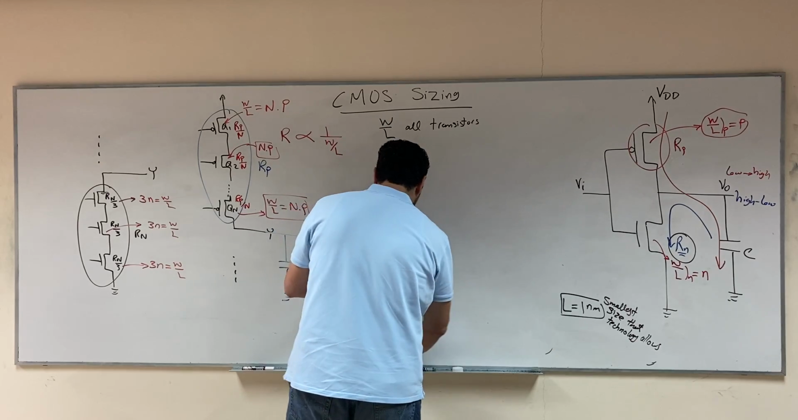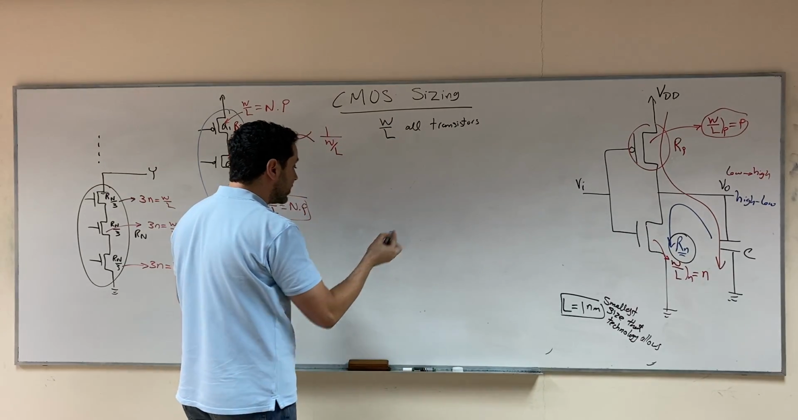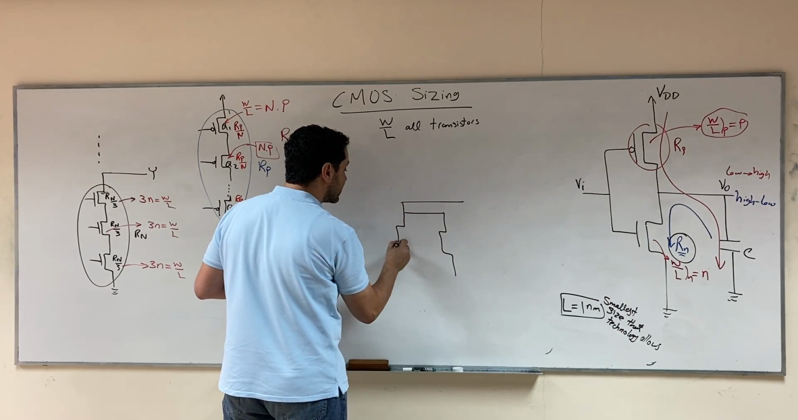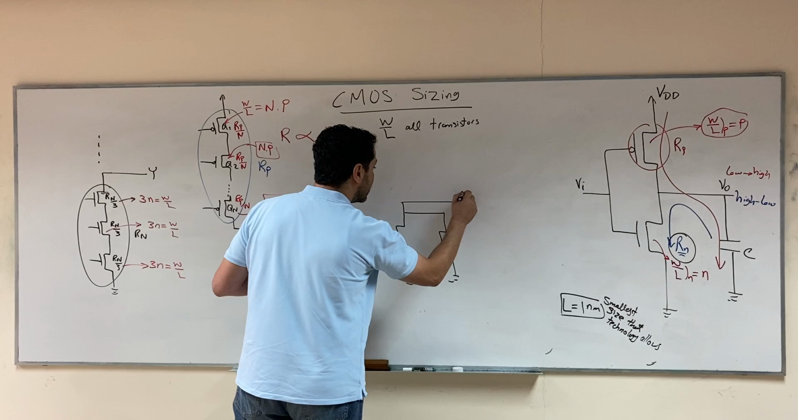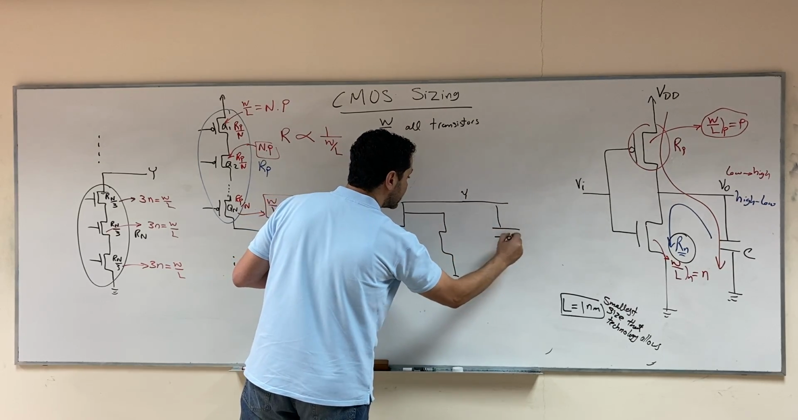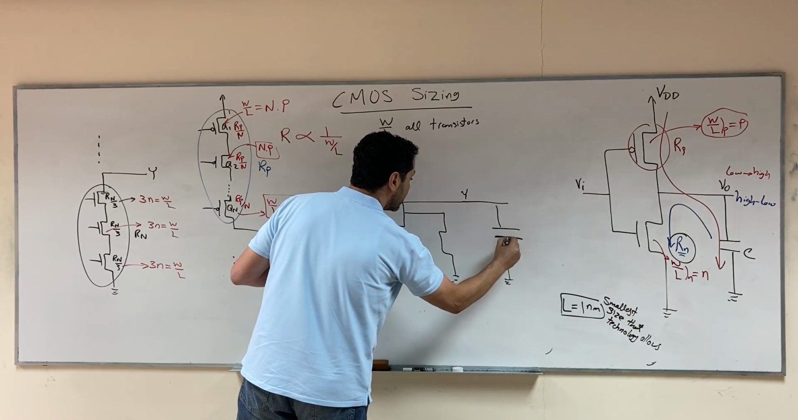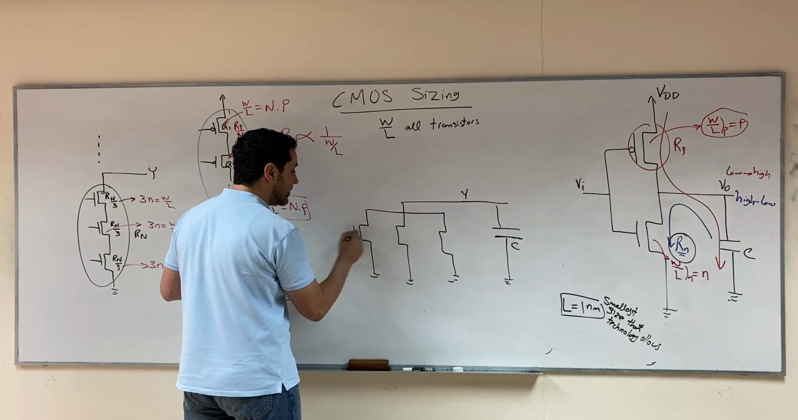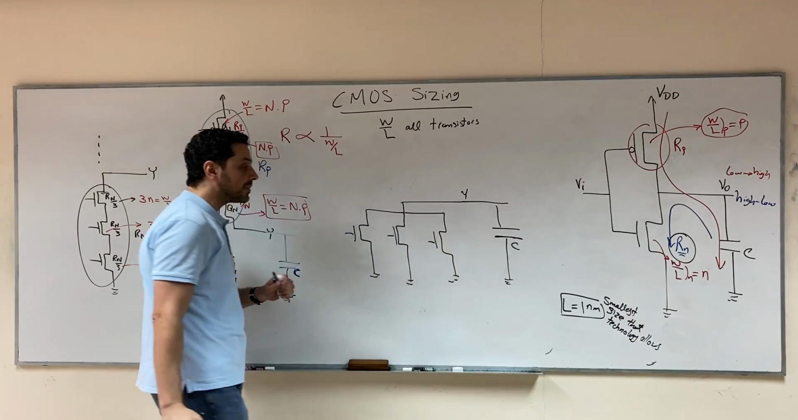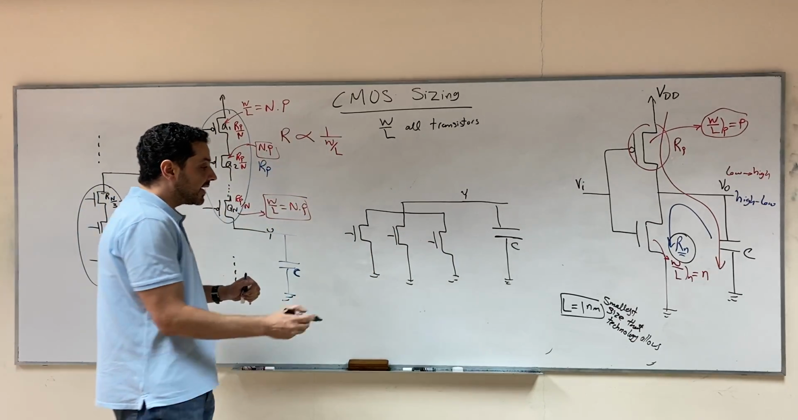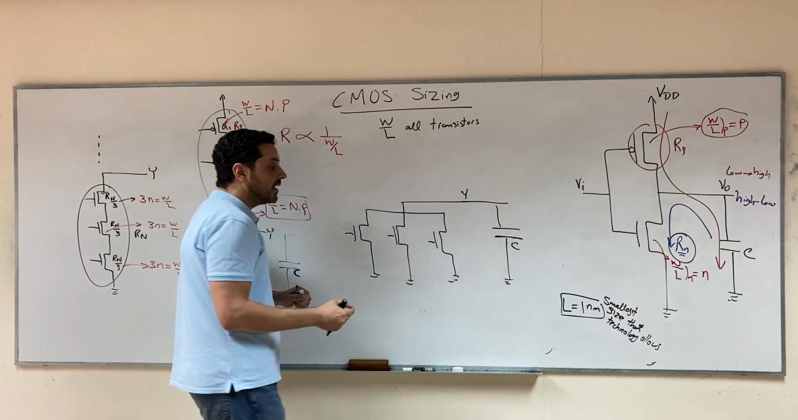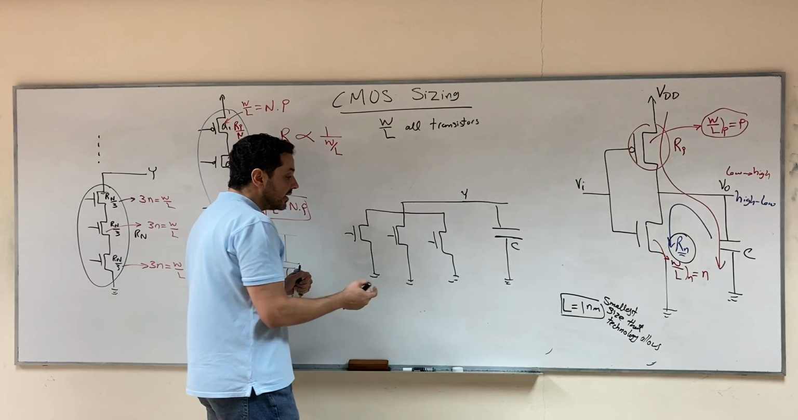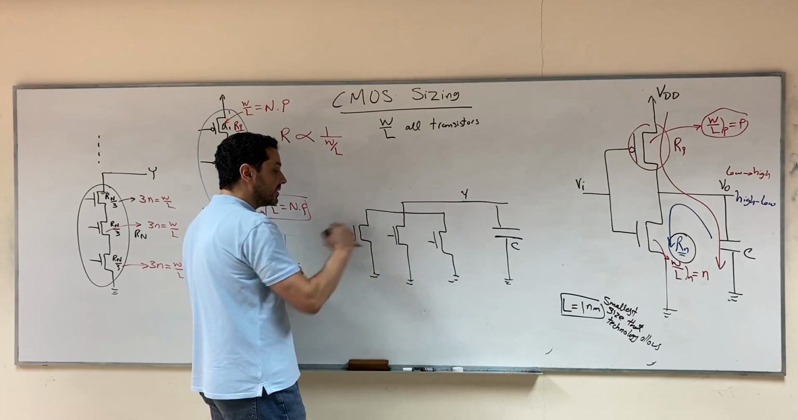So if you have transistors in parallel, let's assume a pull-down network with some transistors in parallel. This is the output, Y, and there is a stray capacitance here, and then we have some transistors in parallel. What happens? If you have transistors in parallel and all of them are going to work at the same time, then the resistance will be 1/3.